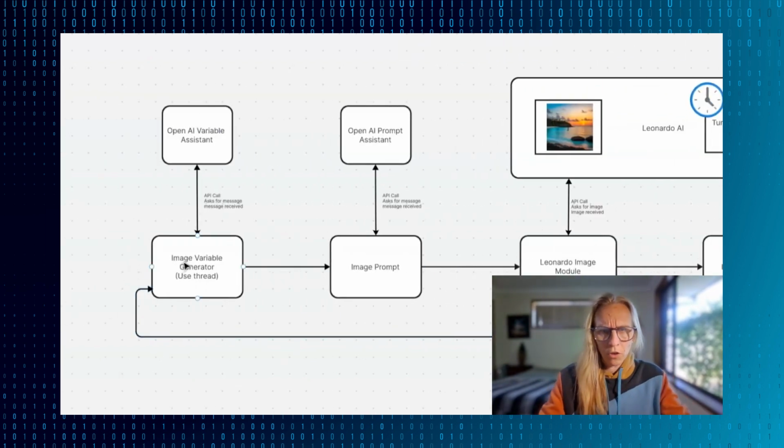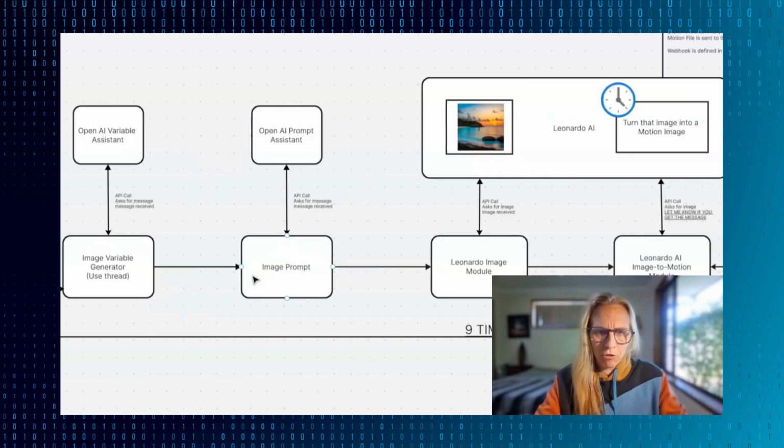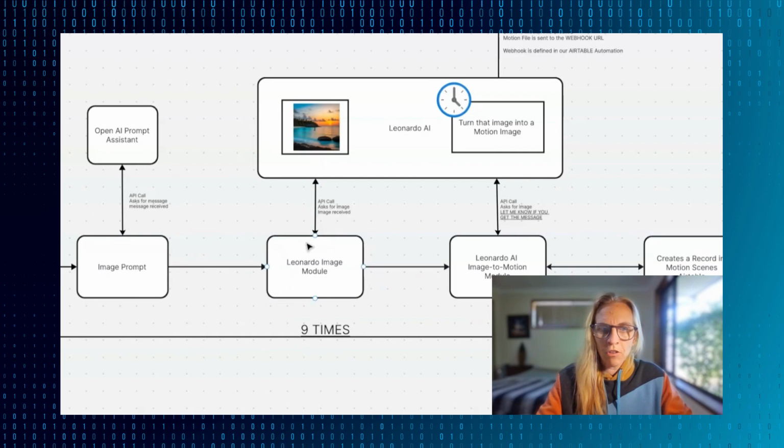This is going to run 9 times. So once this OpenAI variable generator module is triggered, it calls up our variable assistant. It's asking for the message back and it sends a message back. Once the message is sent back, it can then send that message to the image prompt module. Then when that's received, it calls up the AI prompt assistant. The prompt assistant has a message to send back. That's the prompt. And once the prompt's received within Make, it sends it to our Leonardo image module.